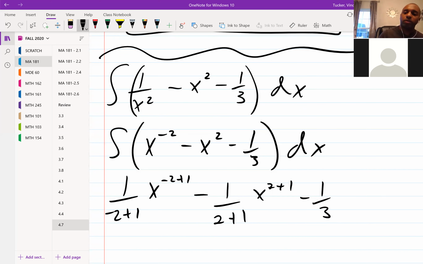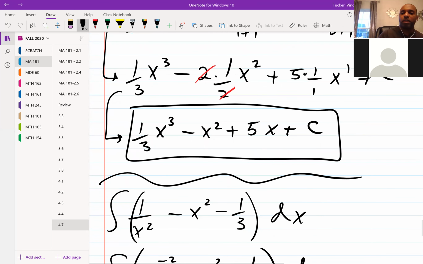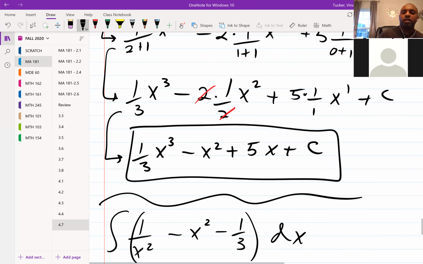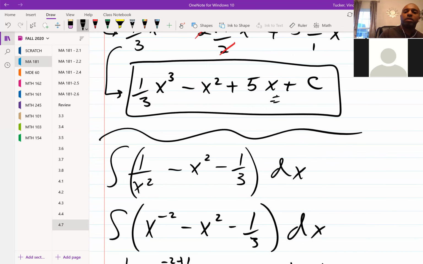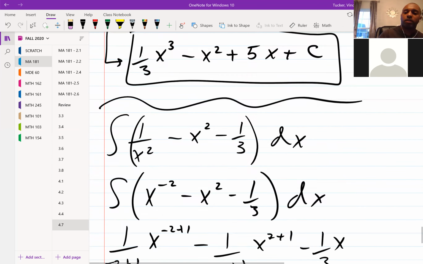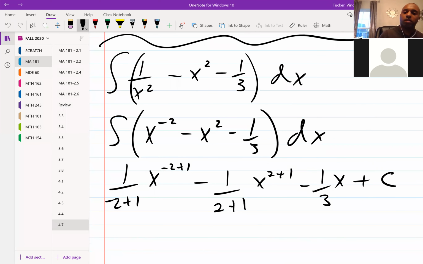minus, and since 1/3 was a constant, we can just go ahead and put an x back there. That's the same thing that happened with our 5. We had a 5 as a constant. That ended up just being x for us. So you can follow that same thought process. Plus c.